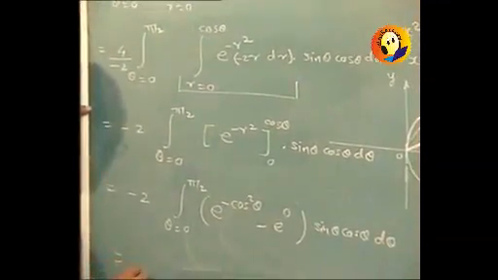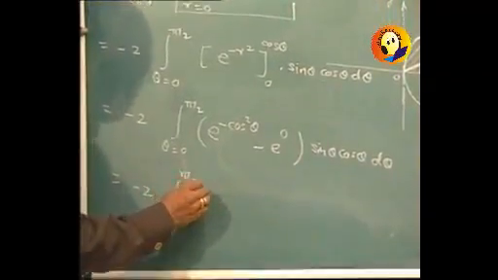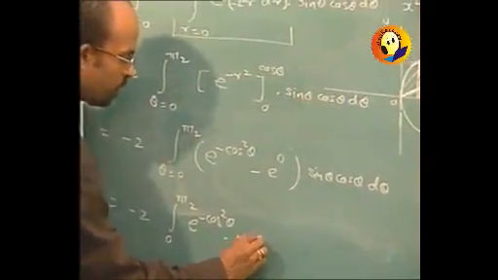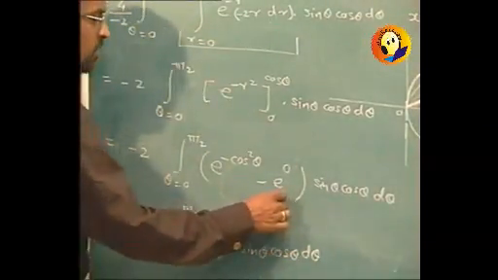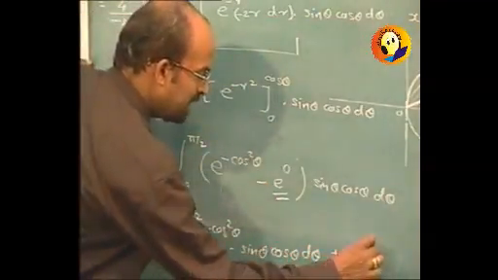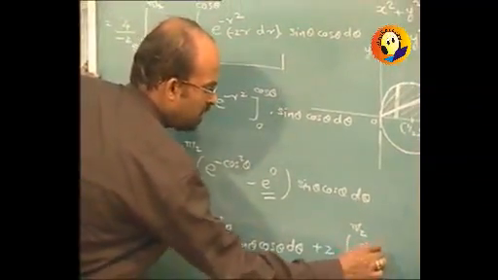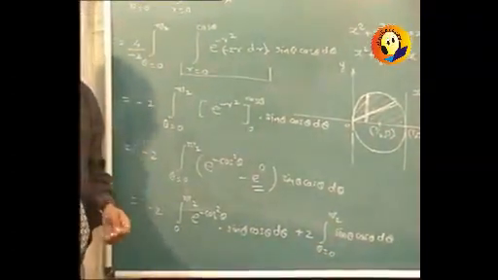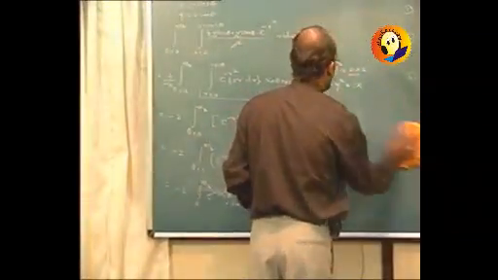We will have two terms over here. It will be minus twice integral 0 to pi by 2 e raised to minus cos square theta into sin theta cos theta d theta as the first integral, and e raised to 0 is 1. So the second integral will be minus minus plus twice integral theta equal to 0 to pi by 2 sin theta into cos theta into d theta. These two integrals are to be evaluated, which we are getting through the substitution.